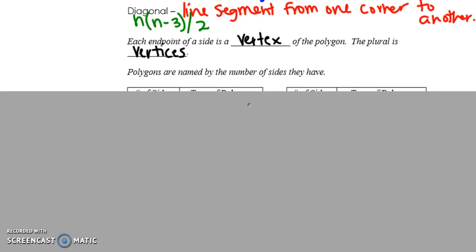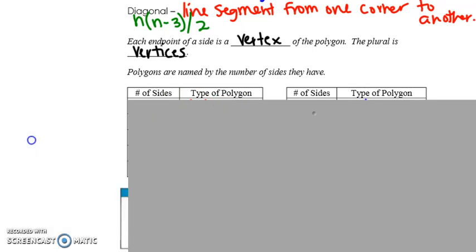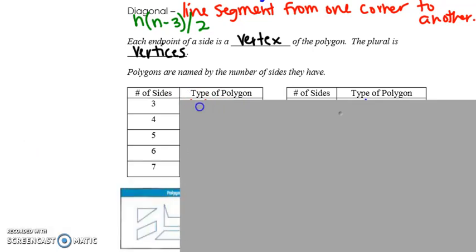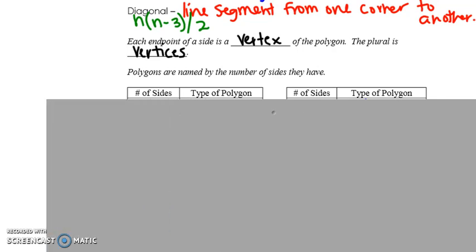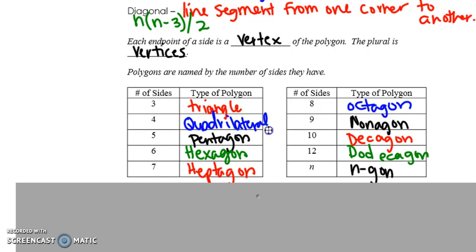I want you to try and fill in as many of those names as you can. So if it has 3 sides, triangle, and go through and see as many as you know. Click pause, try and fill in as many as you can, and then check and see if you've got them right. And here they are: triangle, quadrilateral, pentagon, hexagon, heptagon, octagon, nonagon, decagon, dodecagon, and n-gon.